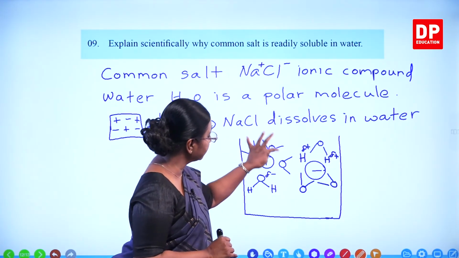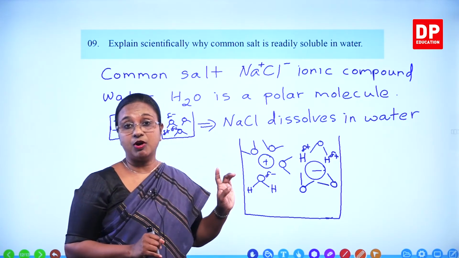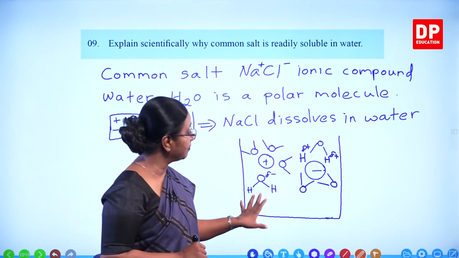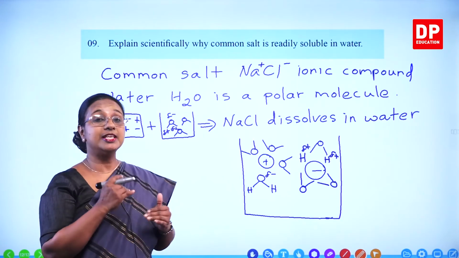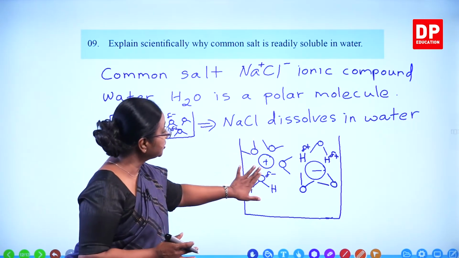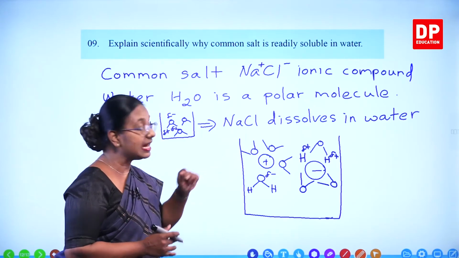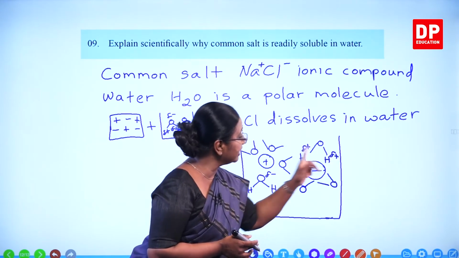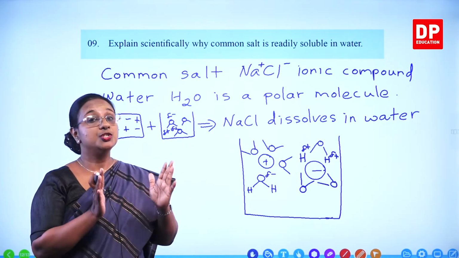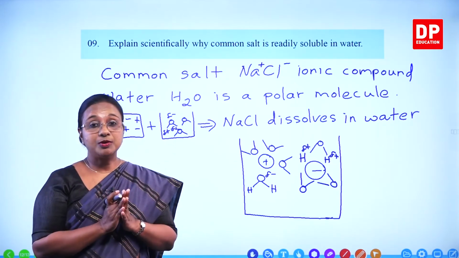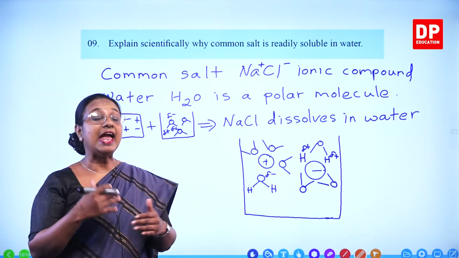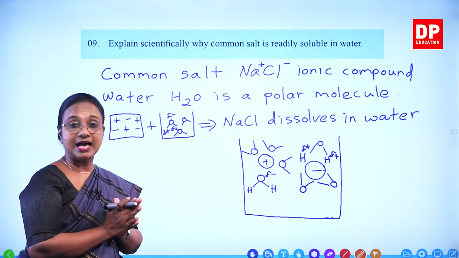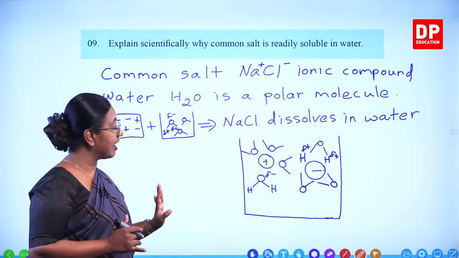So the positive ion is surrounded by the delta negative of water. The negatively charged chloride ion is surrounded by the delta positive. So there is an interaction between the positive sodium ions and the delta negative of water, whereas the negative chloride ion and the delta positive of water. So because of that, sodium chloride ionizes in solution and it dissolves well. So that is what we have to explain scientifically. Here I have explained what happens.